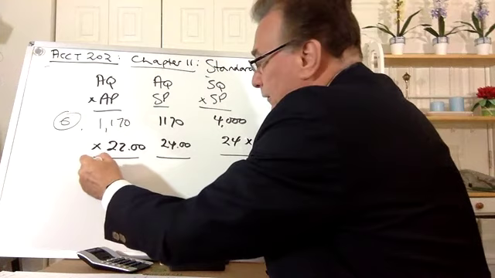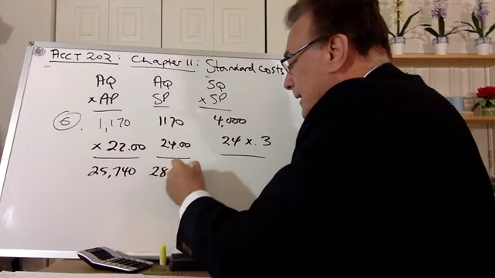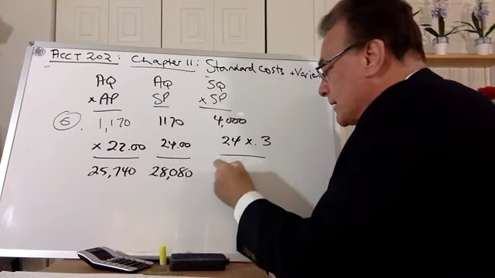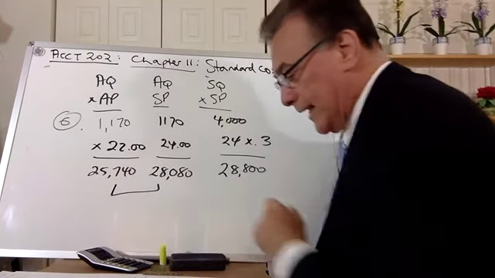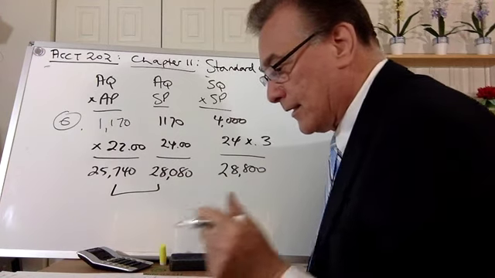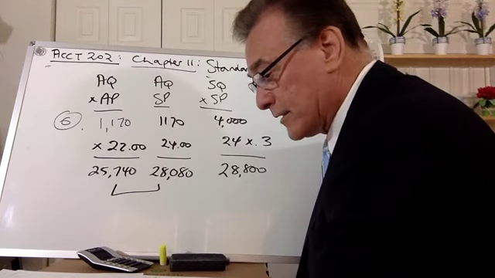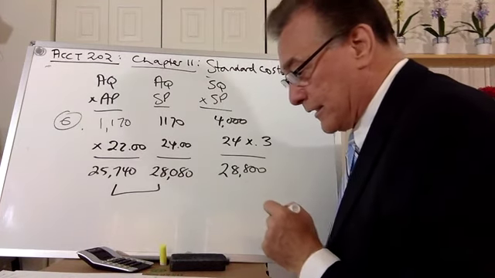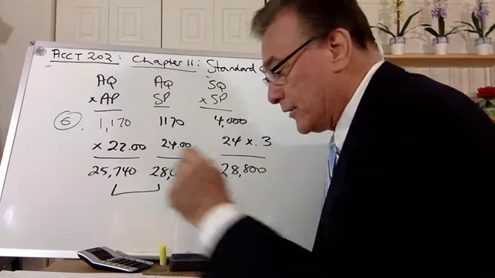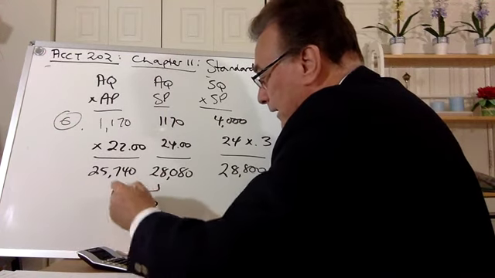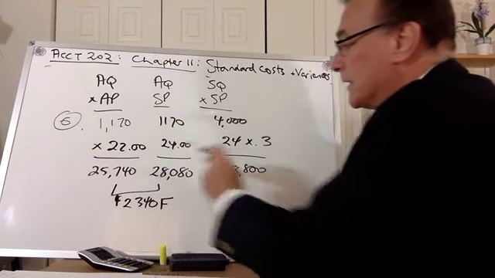So we get 25,740 here, 28,080 there, and we get 28,800 here. Now the first one, that's our variable overhead price variance, which is the rate variance, because it says calculate the variable overhead rate variance, and so that's the 2,340 there. And it's favorable because the actual is less than the standard.